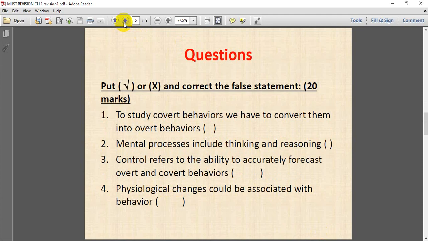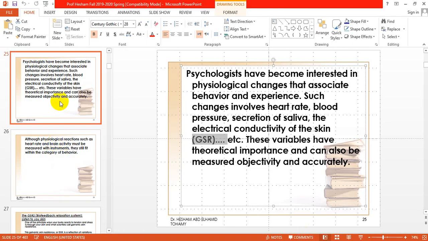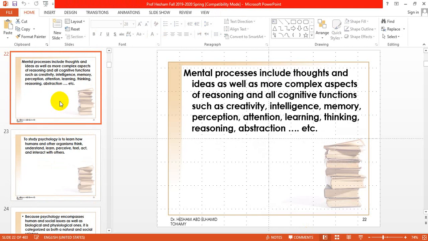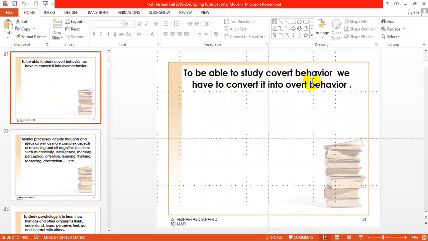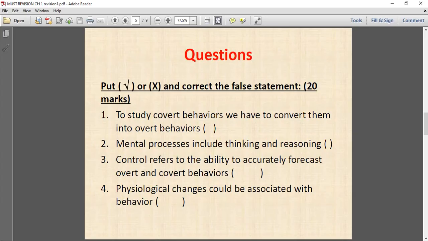To study covert behaviors, we have to convert them into overt behavior. Do you think in order to study covert behavior, we have to convert them into overt behavior so we can measure them? Yes, this sentence is true, and you can find the answer in the following slide. To be able to study covert behavior, we have to convert it into overt behavior. So covert behavior we can observe indirectly, but overt behavior we can observe directly.